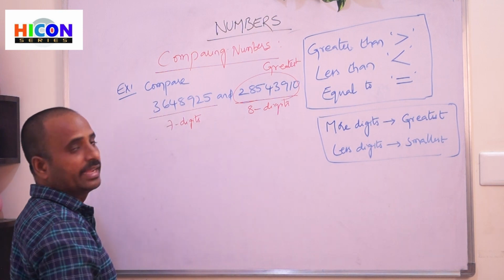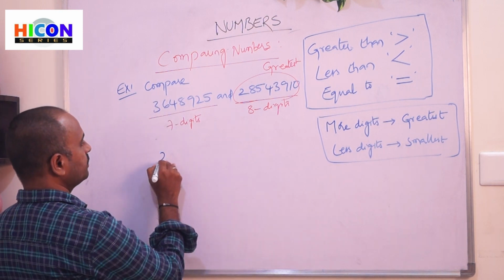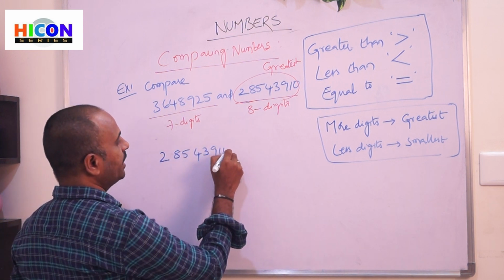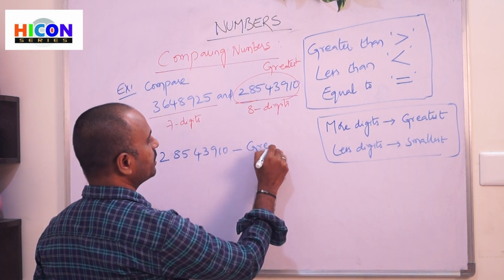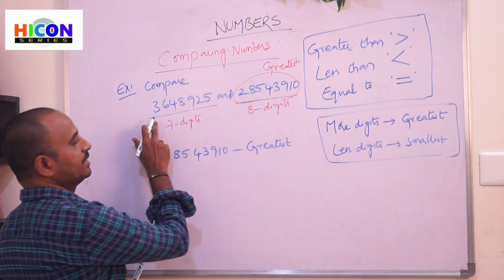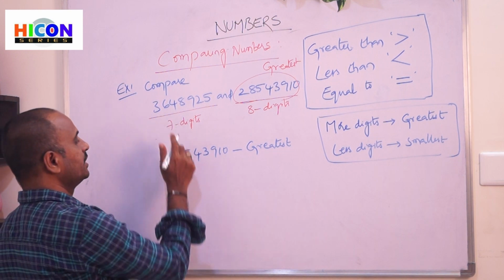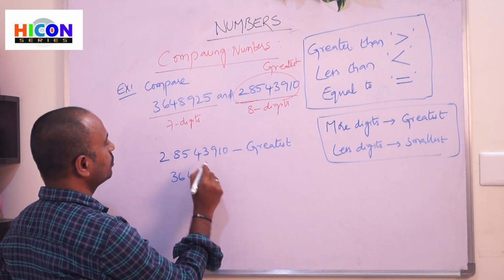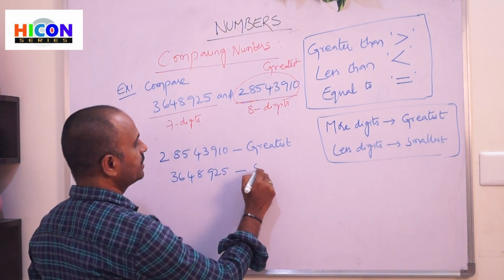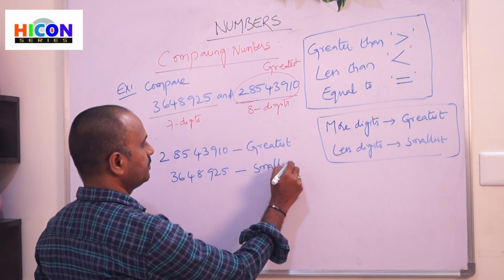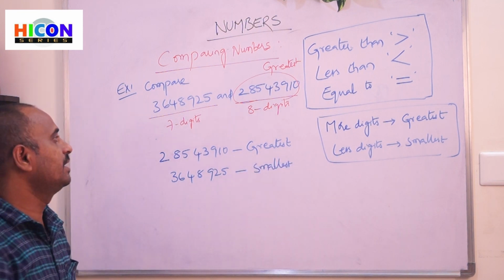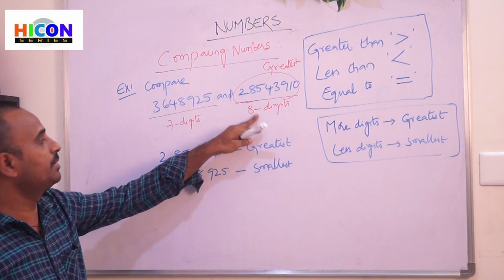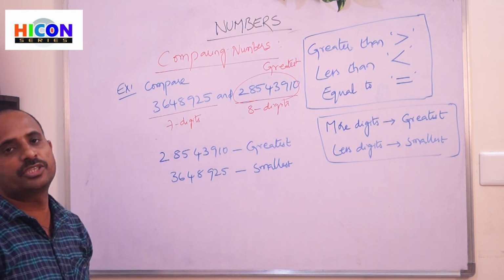So that means 2,85,43,910 is the greatest number. Since the first number has less number of digits, it is the smallest number, that is 36,48,925 is the smallest number. So in this way, we can compare the numbers by counting the digits. If the number has more digits, it is the greatest number. If the number has less digits, it is the smallest number.